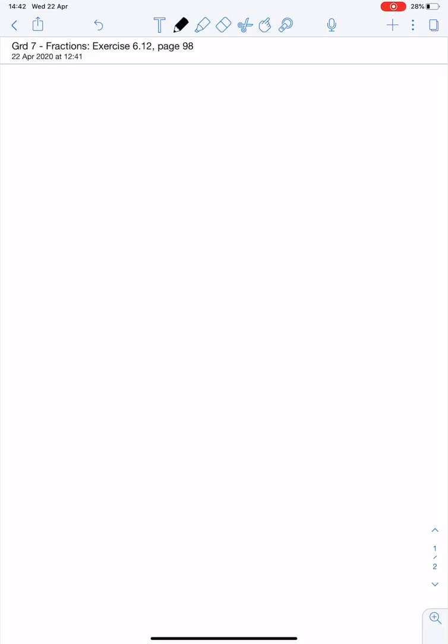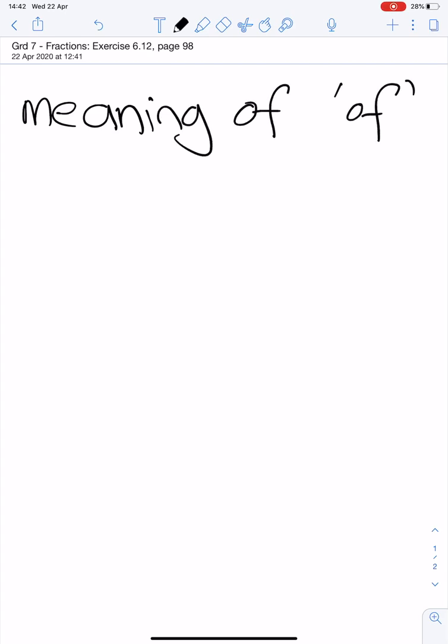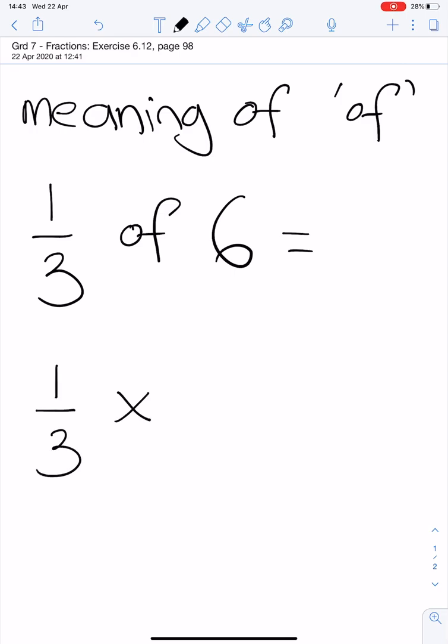Now this exercise is about the meaning of "of". Now we know that if we do a sum like this, 1/3 of 6, it actually means 1/3 times by 6. Last year in grade 5, when we did these, we called them Hamburger Sums, and we said 6 divided by 3 is 2, and 2 times by 1 is 2.